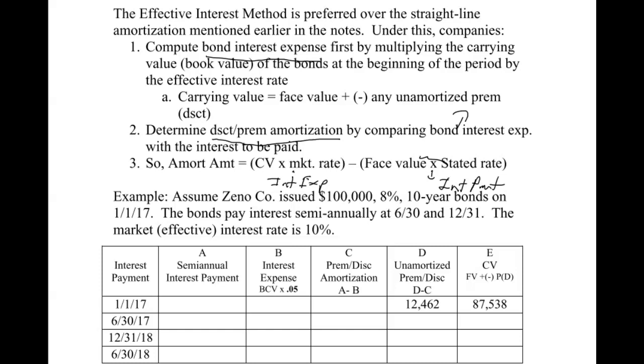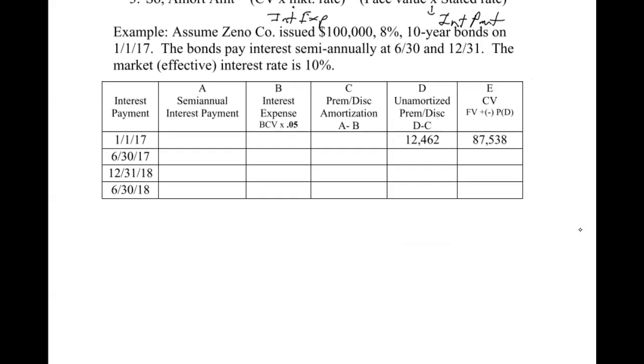All right, so let's look at our bonds here. We've got $100,000 bonds, 8% 10-year bonds. They pay interest semi-annually. We've been using these same bonds throughout; we've just been changing the market rate and how we do the amortization. The market interest rate is 10%. Notice these numbers are already filled in here.